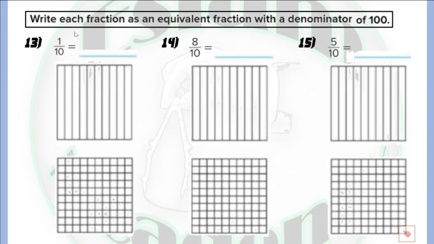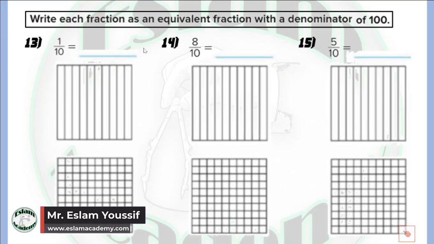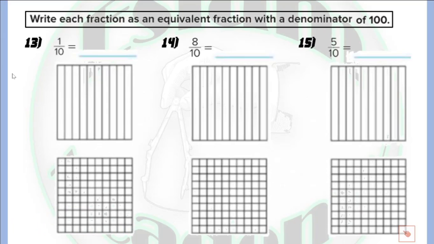In this question, we need to write each fraction as an equivalent fraction with denominator equal to 100. We have 1 over 10. As we said, we can write an equivalent fraction once we multiply the numerator and denominator by the same number. To make the denominator equal 100, we need to multiply by 10. So I will multiply up by 10 and down by 10. So we have here 1 times 10 which equals 10. And 10 times 10 which equals 100.